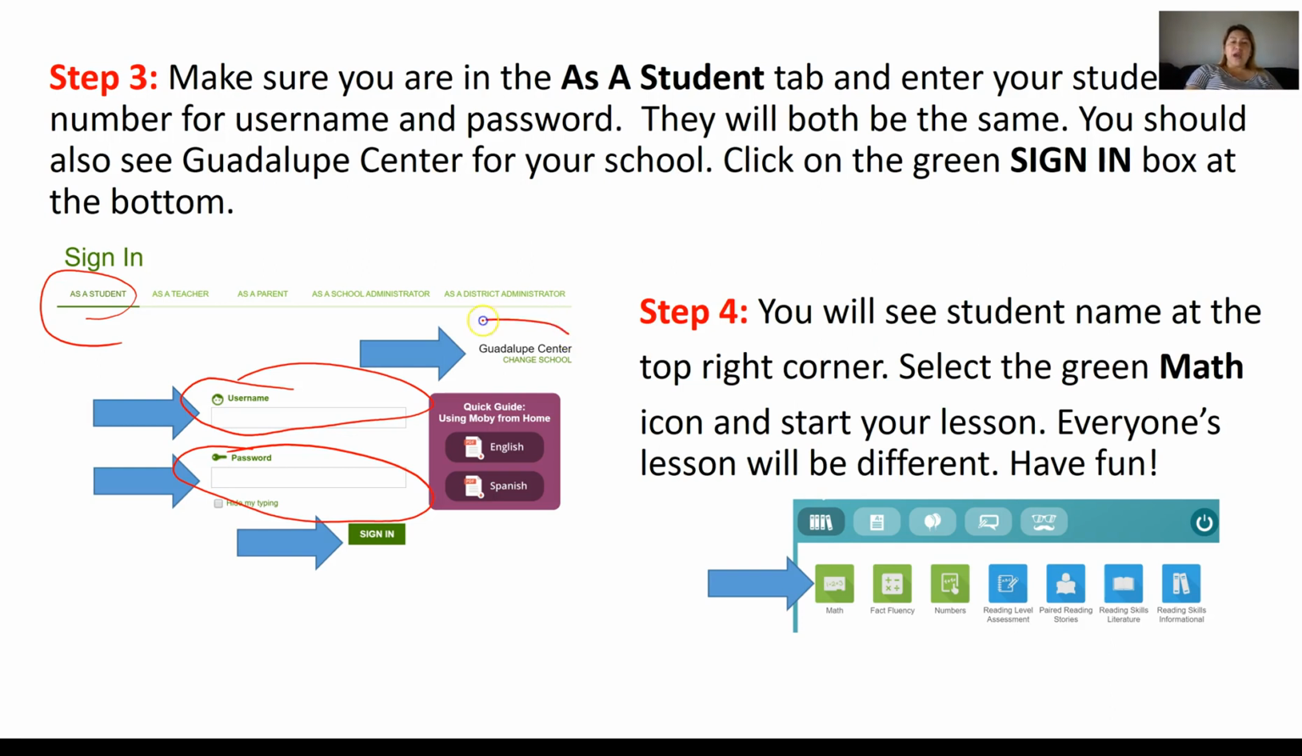Also make sure that you have Guadalupe Center there at the top, because if you have another school, then it's not going to work for you. All right, step number 4, you will see student name at the top corner, which is right here where I just drew a circle. There isn't a name right there because I'm just using it to show you where you will find the name. Okay, then you're going to select the green math icon, and then you are going to start your lesson. Remember that everyone's lesson will be different, okay, boys and girls? So it might not be the same lesson that we just did in math. Maybe it will be, so you will know what to do, or maybe it'll be a review if you've already done it, okay?